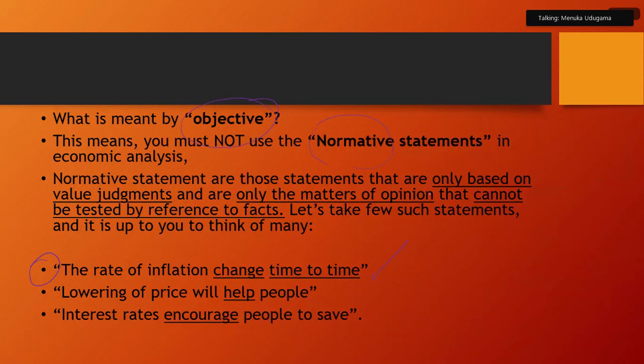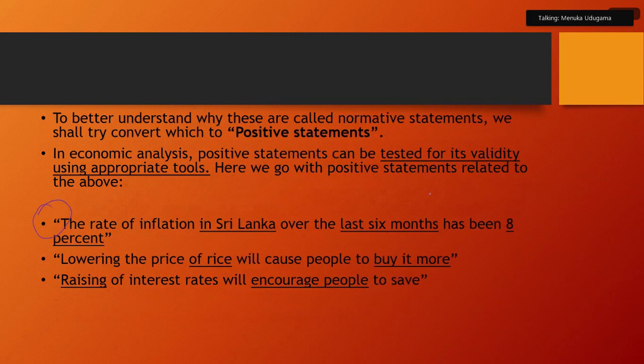So this is just a judgment. It's not based on scientific facts or figures. So it's a normative statement. So if you were to reword this to be more objective, this is how it would sound.